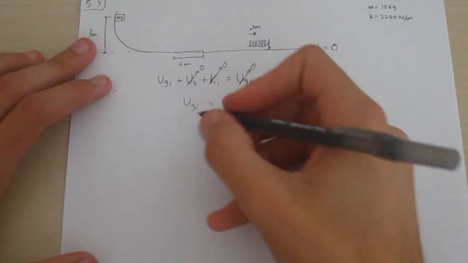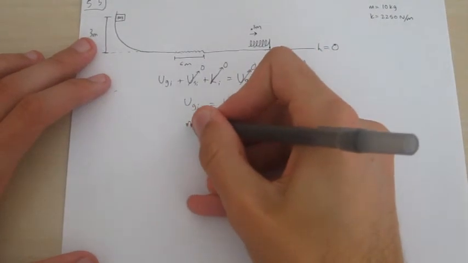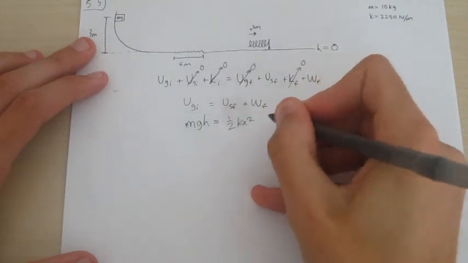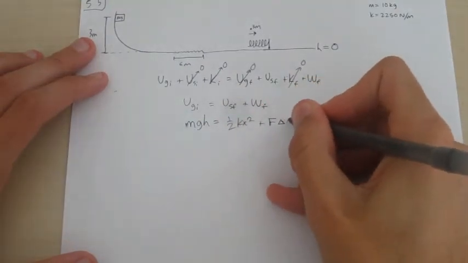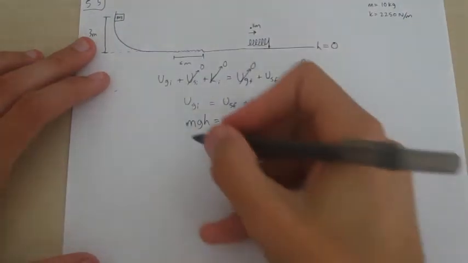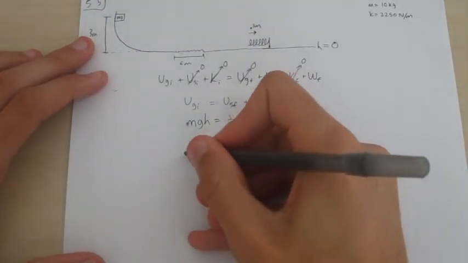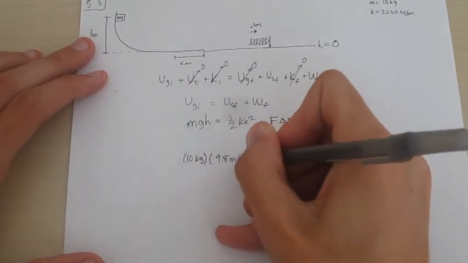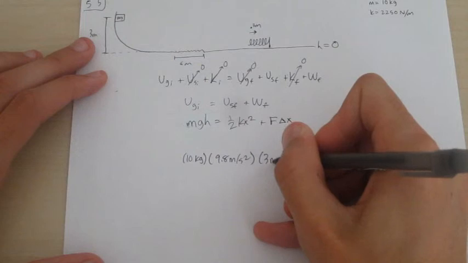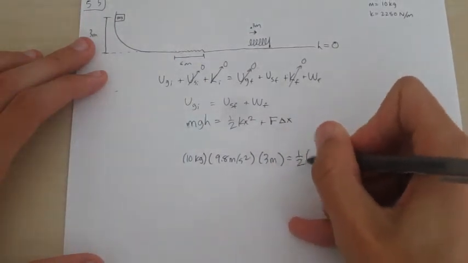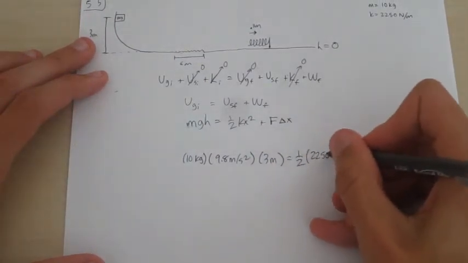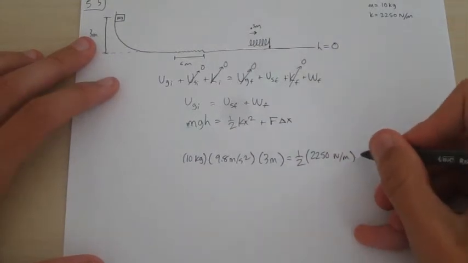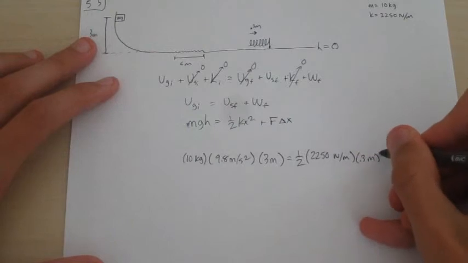Alright, so if you set up the equations, you get mgh equals half kx squared plus force times delta x for the work of friction. So if we just start plugging in, the mass is 10 kilograms, gravity is 9.8 meters per second squared, height is 3 meters initially, equals half, K is given, 2250 newtons per meter, x squared is 0.3 meters squared.